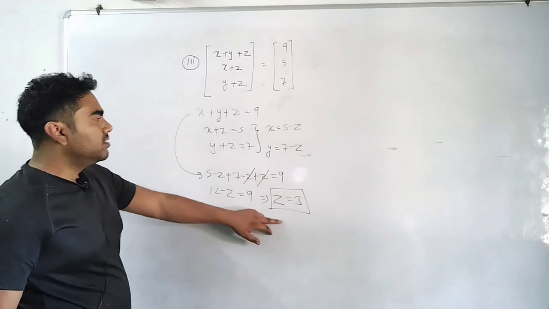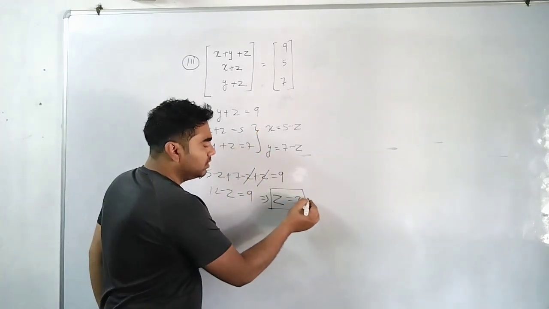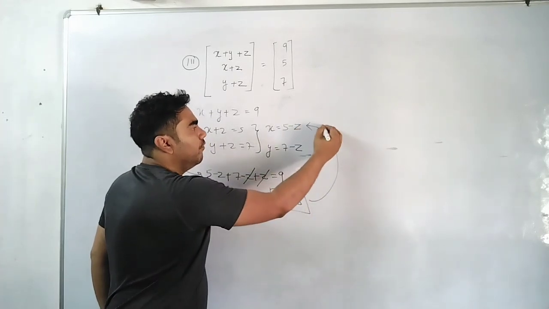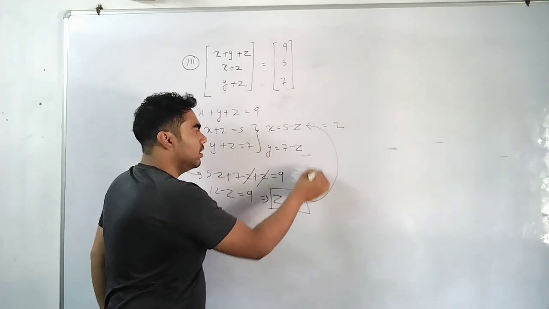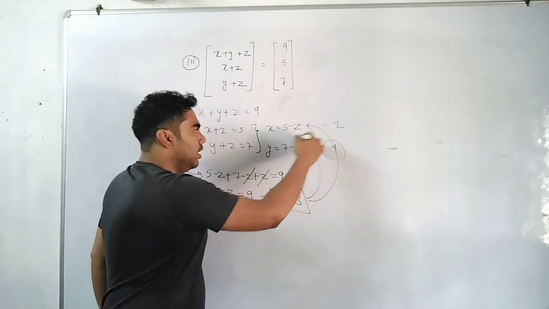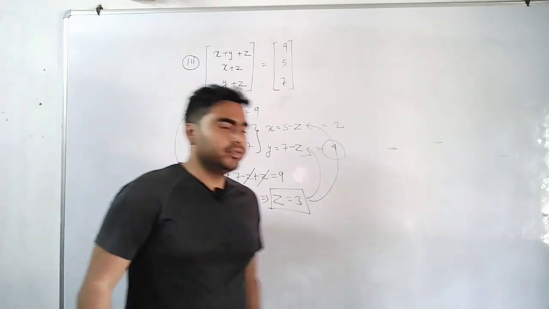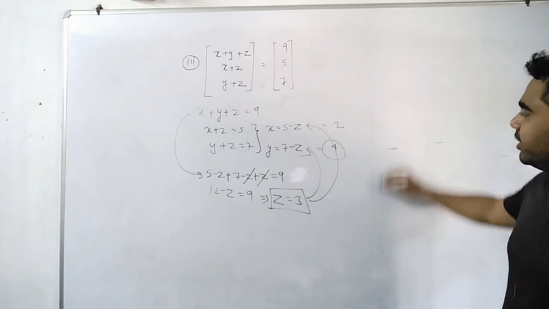Now we can easily find the values of corresponding x and y. What we need to do is just plug the value 3 here. We get 5 minus 3, 2. Plug the value here. We get 7 minus 3 is equal to 4. Now the value of x is 2, y is 4 and z is 3. Let's move on.